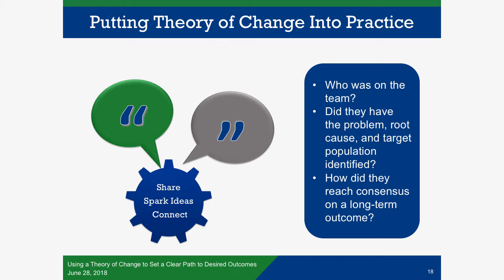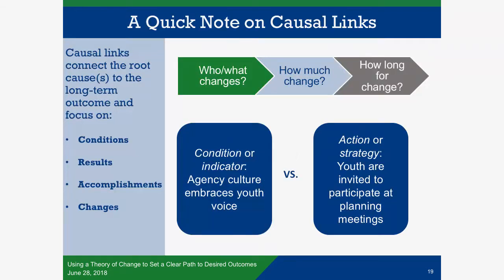Thanks, James. That's really helpful. So James and Mary Jane have talked a bit about the problem and root cause of the problem and the long-term outcome. The steps in the pathway to take you from the root cause of the problem to the long-term outcome are called causal links, and they can be tough.